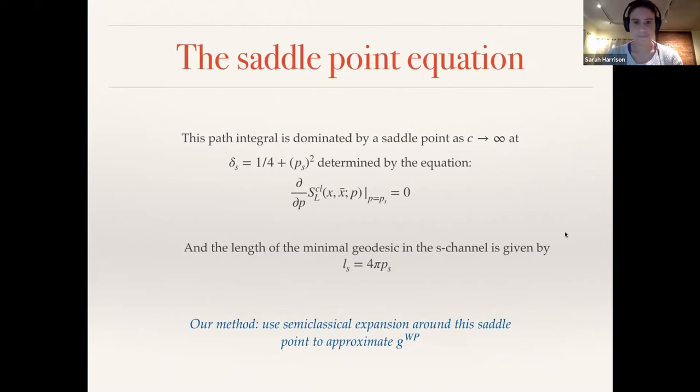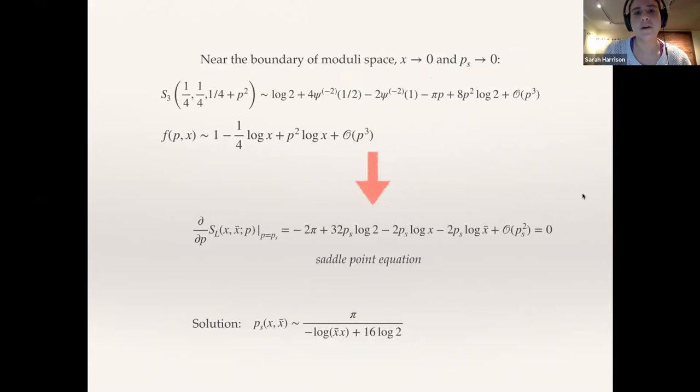So our method for studying the metric is to use a semi-classical expansion around the saddle point to approximate the Weil-Petersson metric. I'm going to show you how this works first near the boundary of moduli space in the cross ratio coordinate. There's a boundary of moduli space when you take the cross ratio x to 0, which is like taking the points z1 and z2 very close together, or z3 and z4 equivalently. In this case, the minimal geodesic just goes towards this boundary. So the length of the minimal geodesic goes to zero because you're bringing two points on one side of it together, and this internal saddle point momentum goes to zero.